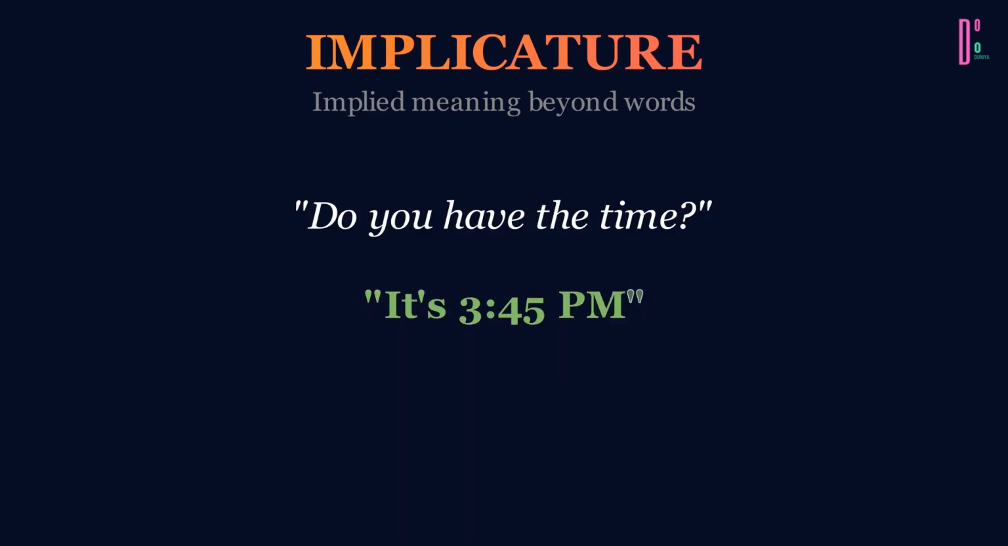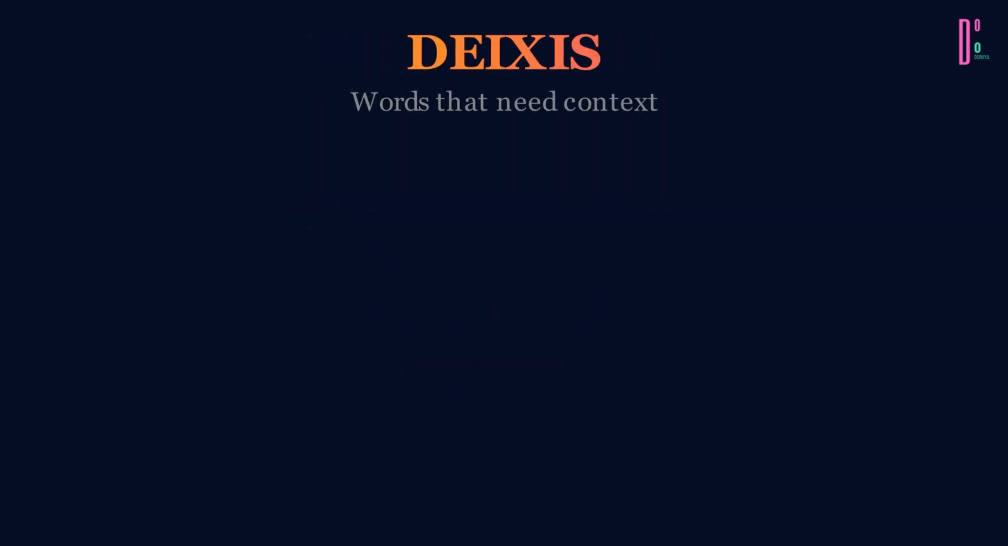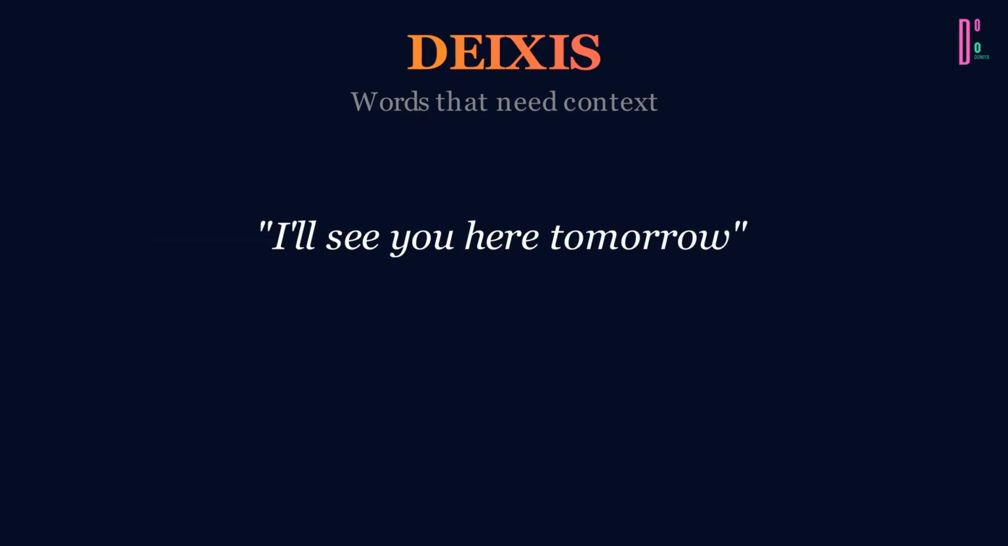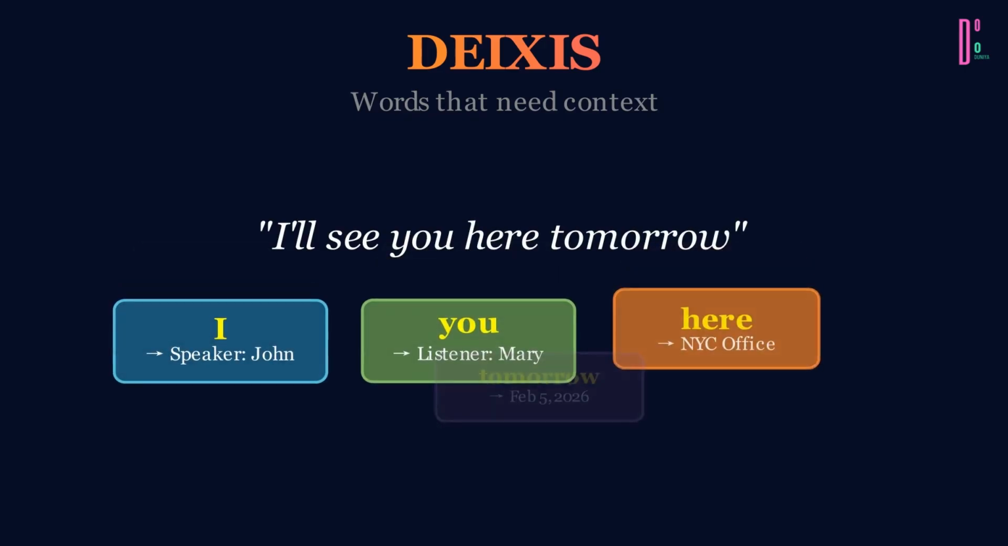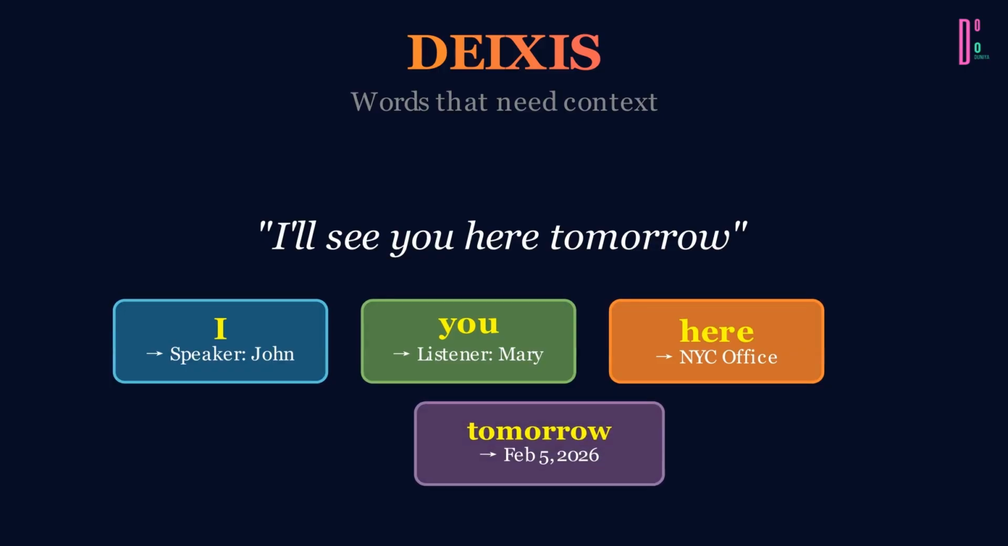Discourse coherence, how sentences connect. John went to the store. He bought milk. We know he equals John, and the store is where he bought milk. No one stated this explicitly. Deixis, context-dependent references. I'll see you here tomorrow. Who's I? Who's you? Where is here? When is tomorrow? All depend on who says this, where, and when.